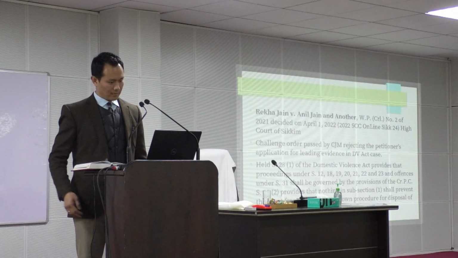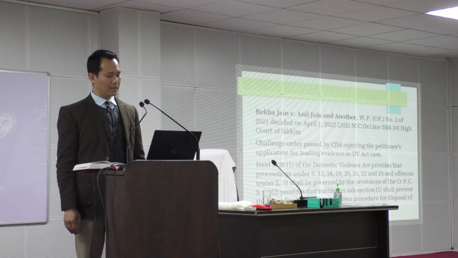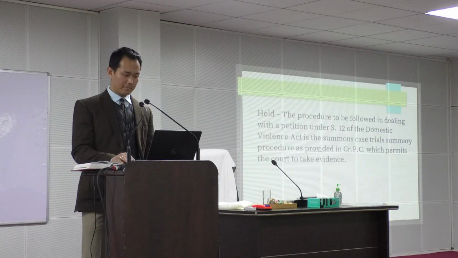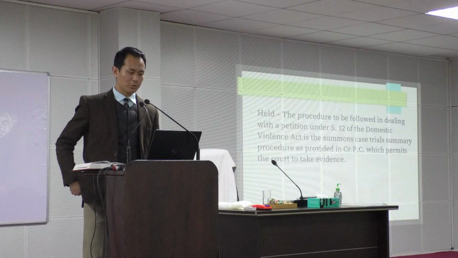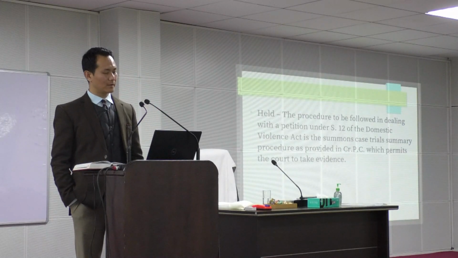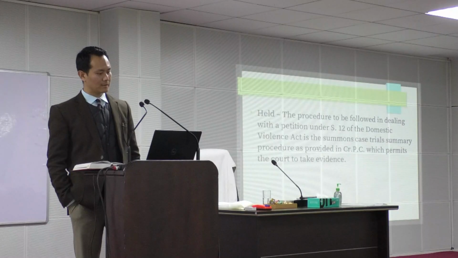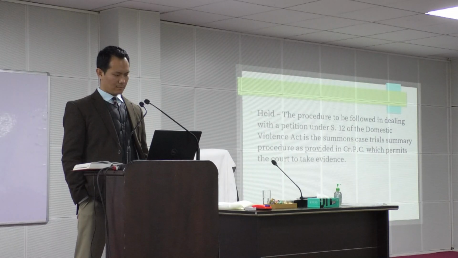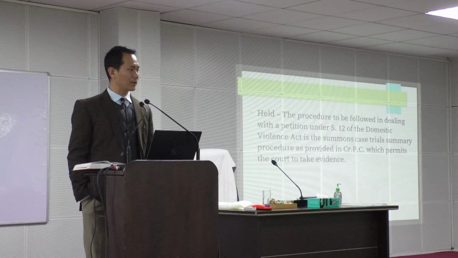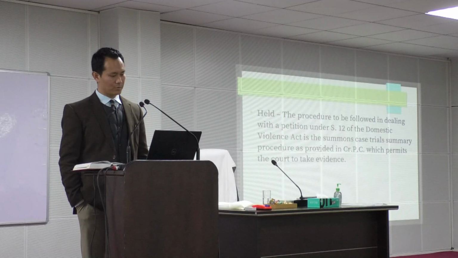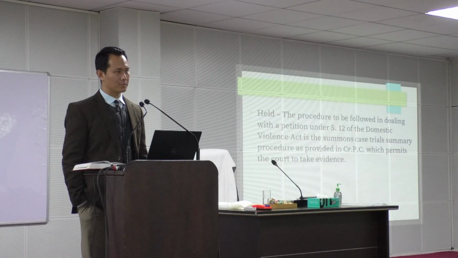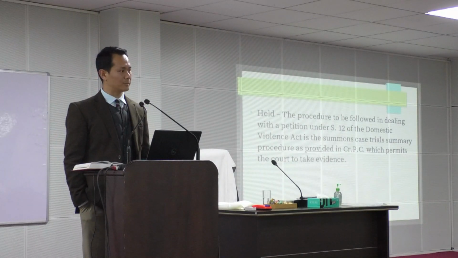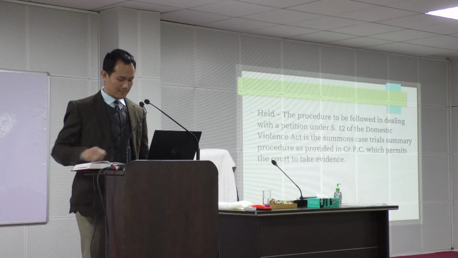It says that it does not prevent the court from laying down its own procedure for disposal of an application under Section 12 or 23. It also held that the procedure to be followed in dealing with a petition under Section 12 of the Domestic Violence Act is the summons case trial and summary procedure as provided in the CrPC, which permits the court to take evidence. This is in a little different context, but essentially what it says is that it can be taken up as a summary trial case, right?